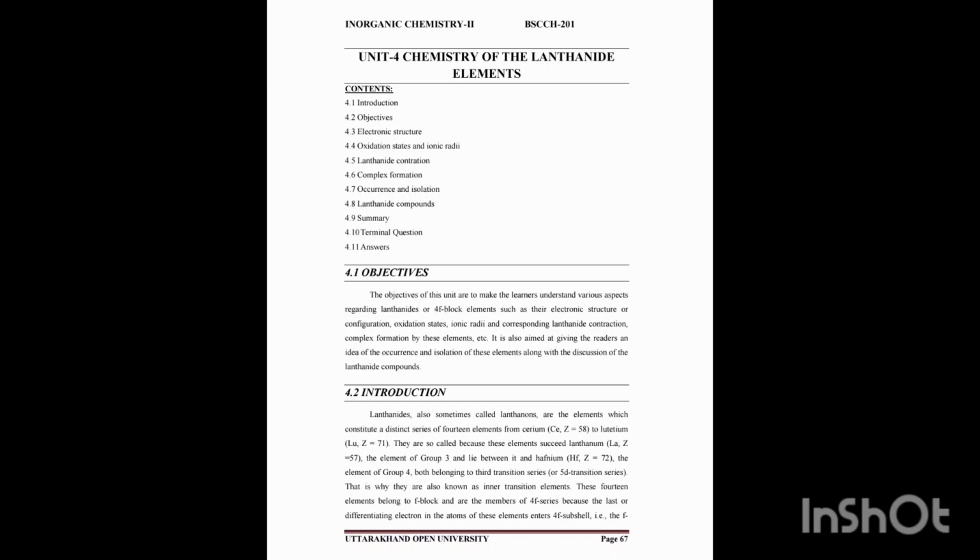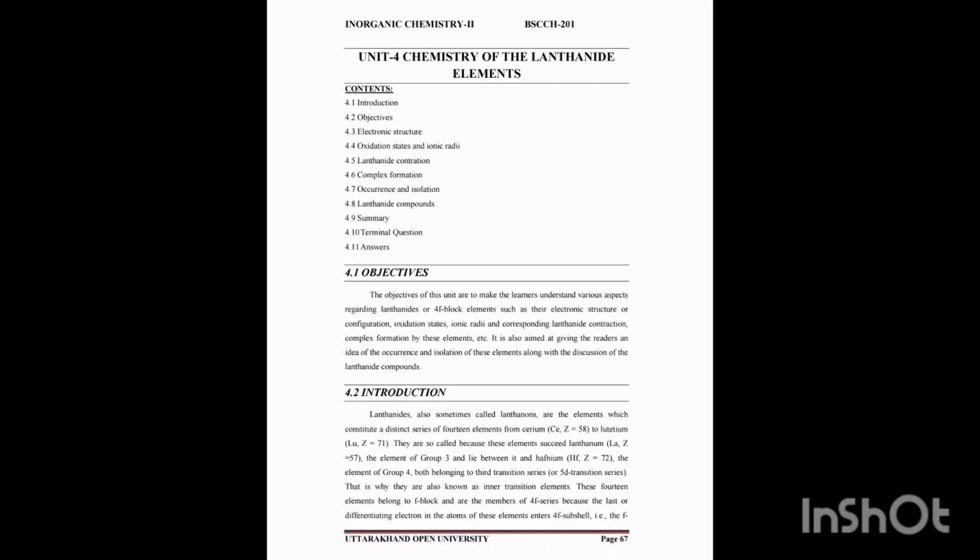They are so called because these elements succeed lanthanum, La (Z equals 57), the element of group 3, and lie between it and hafnium, Hf (Z equals 72), the element of group 4, both belonging to the third transition series or 5d transition series. That is why they are also known as inner transition elements.